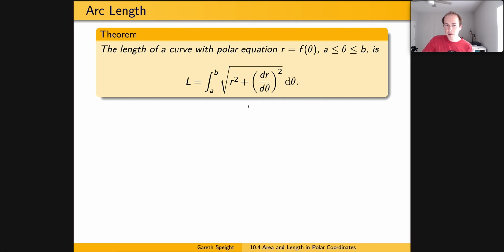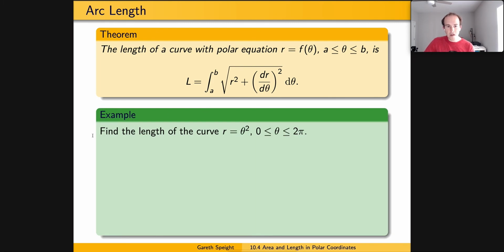So the length is the integral from a to b, so theta equals a up to theta equals b, of the square root of r squared plus dr d theta squared d theta. The usual warnings occur when we have square roots. We want to be careful with the square root. The square root of a sum is not the sum of the square roots, but anyway, this is just like we've seen. So for instance, let's find the length of the curve r equals theta squared, where theta is between 0 and 2 pi.